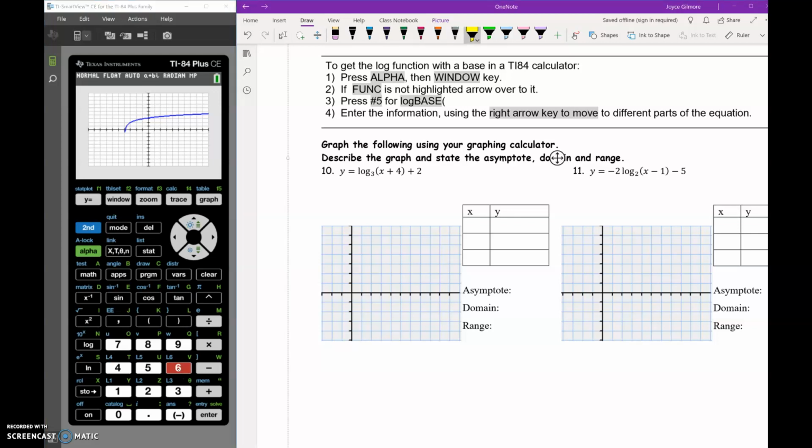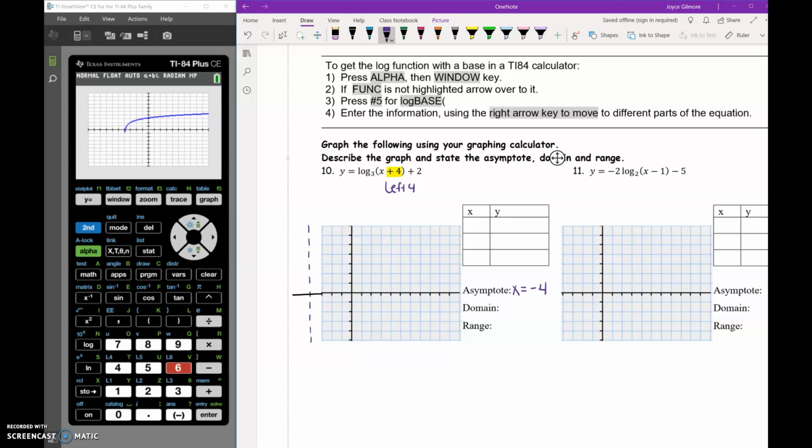Honestly, you should be able to fill out the asymptote, domain, and range just from looking at your graph. This plus 4 means that the graph is going to shift left 4. So the asymptote is going to be at -4. And of course, I gave you a graph on this paper that doesn't fit that. So -4 would be over here. That means our asymptote would be here. My bad for giving you a terrible graph in your notes.